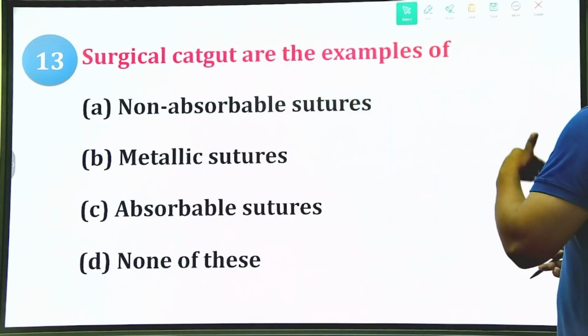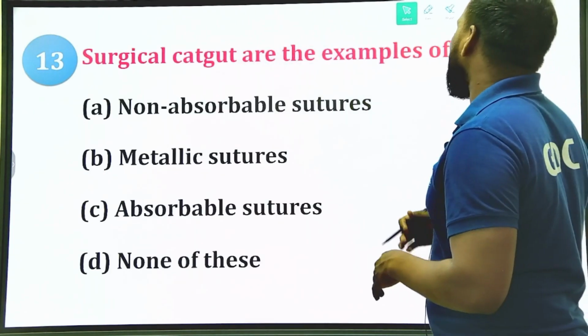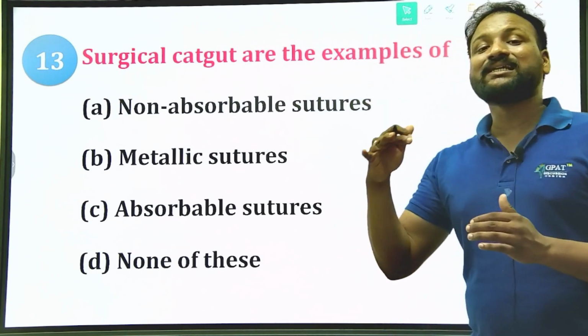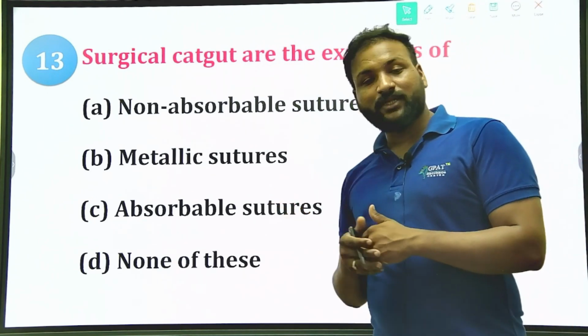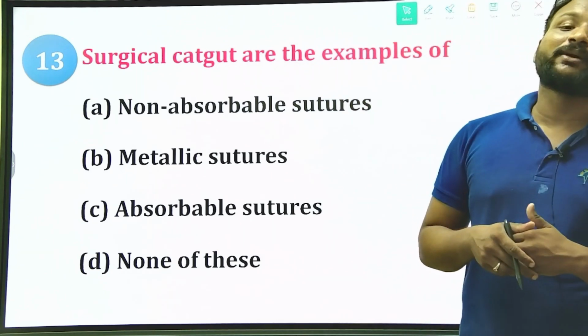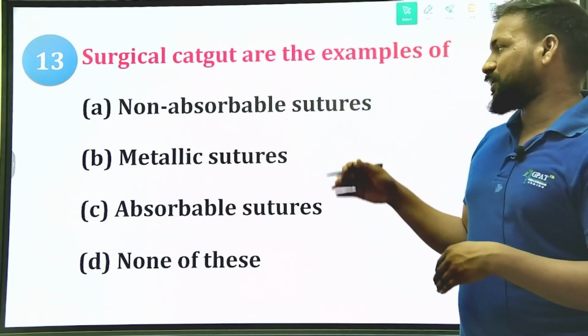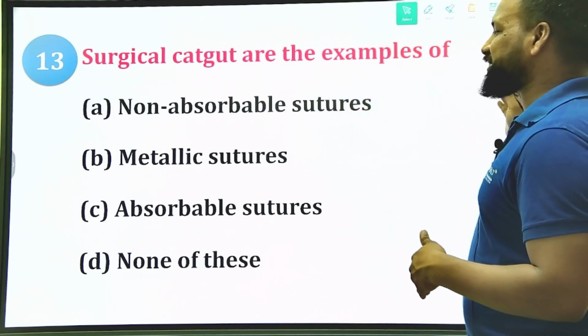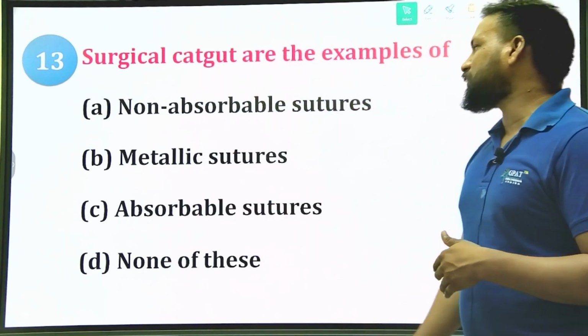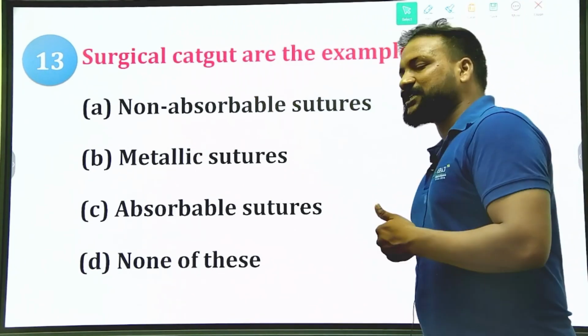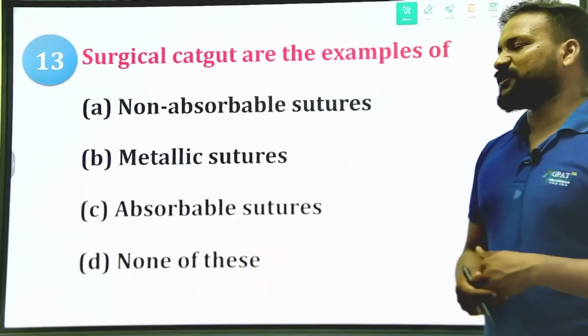Next one. Surgical catguts are the example for... Surgical catguts are prepared from the mucous membrane of the intestines of sheep as well as ox. So you need to understand: surgical catguts are the example for which of the following: non-absorbable sutures, metallic sutures, absorbable sutures, or none of the above.